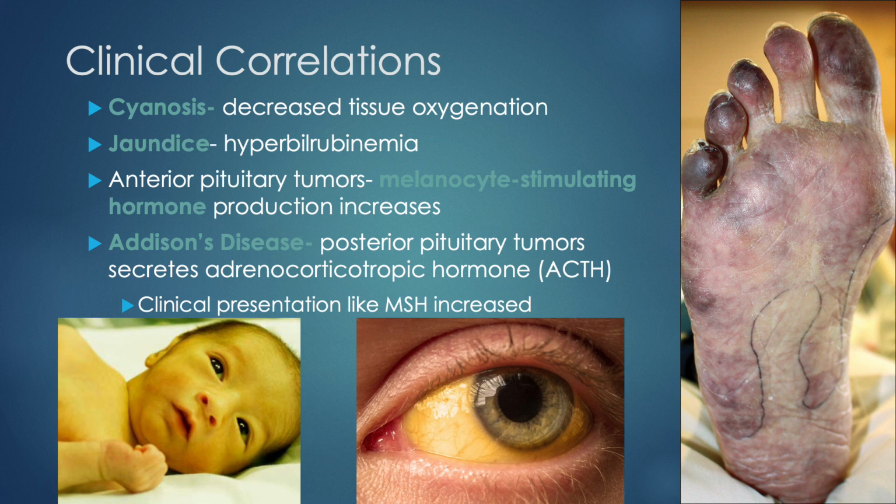There are also a couple different types of tumors that will develop some skin effects. And so anterior pituitary tumors, such as those that might have melanocyte stimulating hormone, can actually cause some really interesting findings. And Addison's disease is another. So in posterior pituitary hormones, they'll secrete adrenocorticotropic hormone.